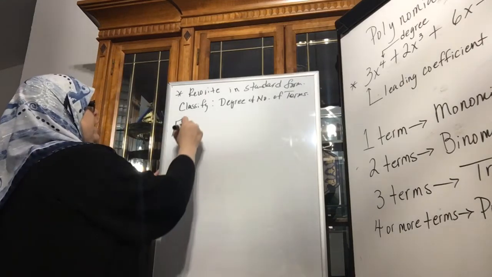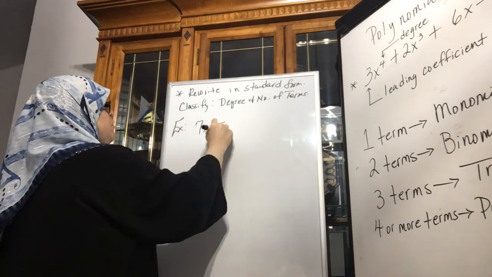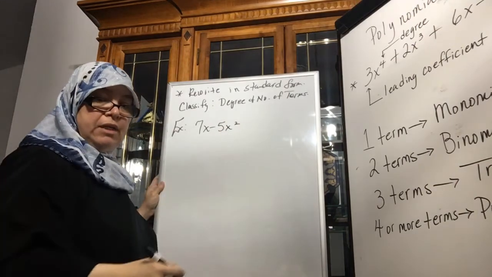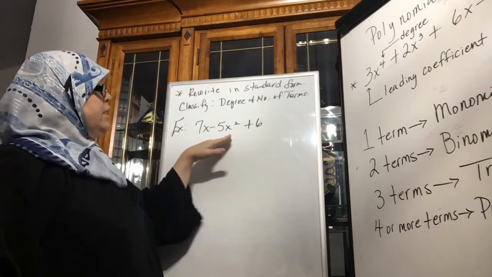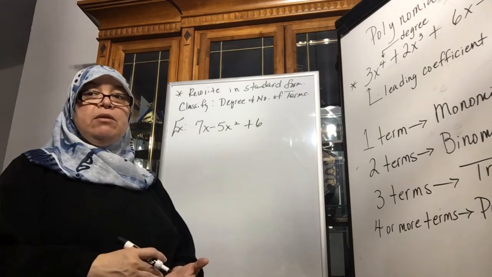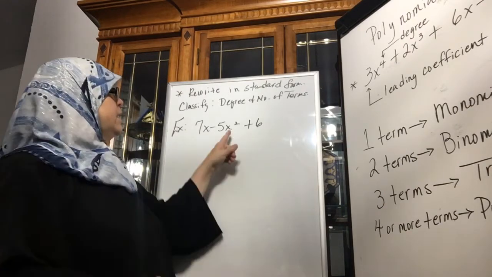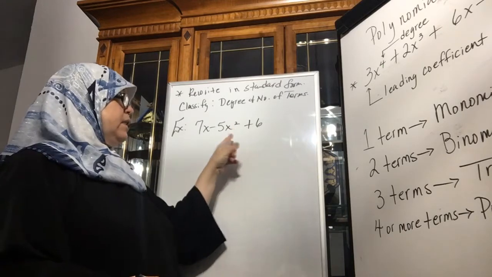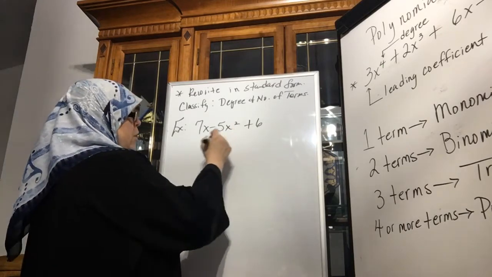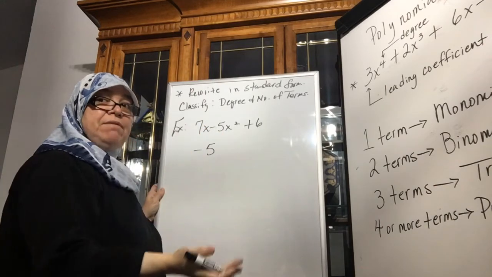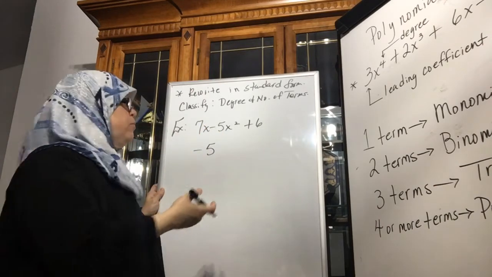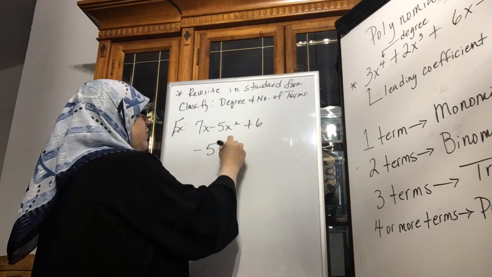So let's say that we have 7x minus 5x squared, and then plus 6. All right. Notice that my 5x squared is in the middle, and that is the strongest term because it has the highest degree. This is not standard form. So the properly written way should be negative. Remember, there's a minus 5x, so rewriting it would be negative 5x squared.